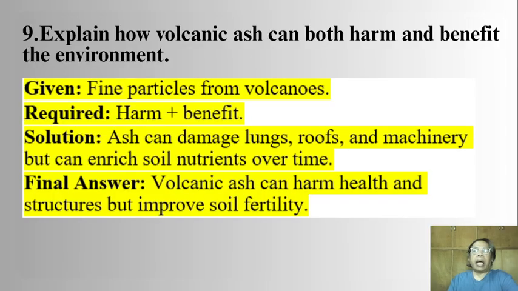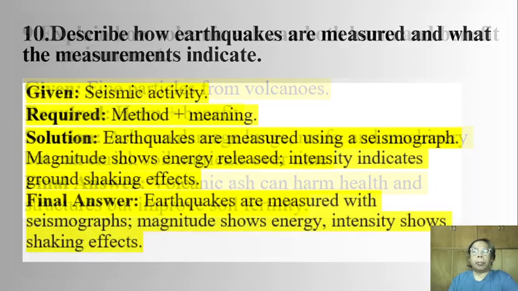Solution: ash can damage lungs, roofs, and machinery, but can enrich soil nutrients over time. Final answer: volcanic ash can harm health and structures, but improve soil fertility.